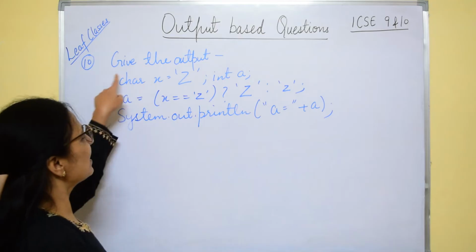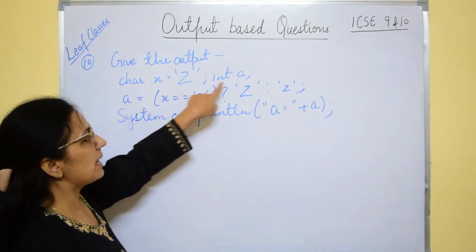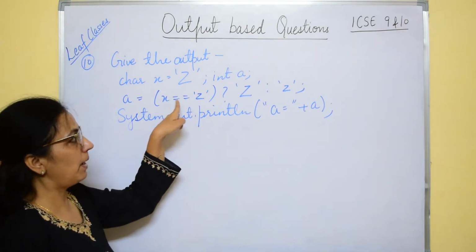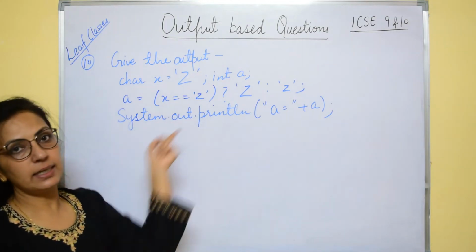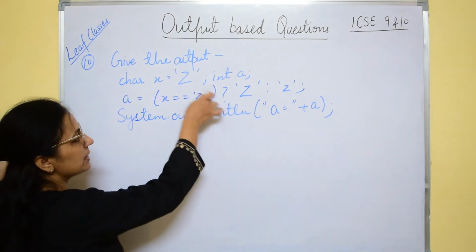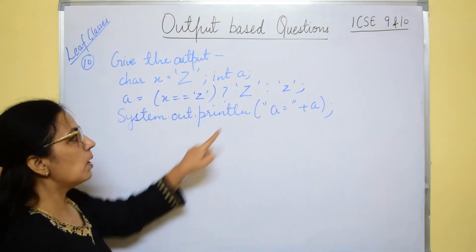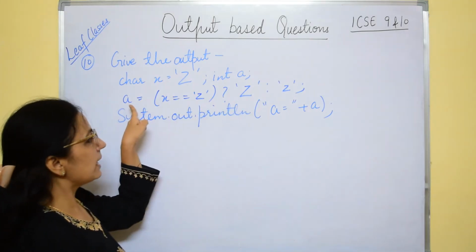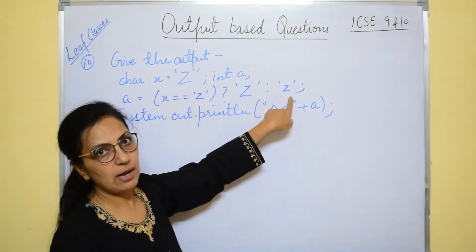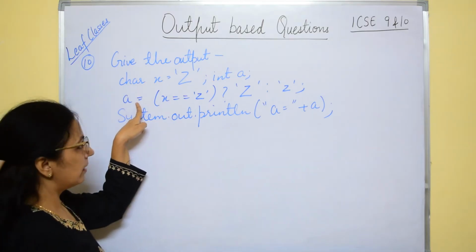The next question is, give the output: char x equals to capital Z, int a equals to x equals to z. Comparison is there. Here the ternary operator is used. So in the ternary operator, first is the condition. If this condition is found to be true, this value is assigned to the variable, and if it is false, the value written after the colon is assigned to variable a.